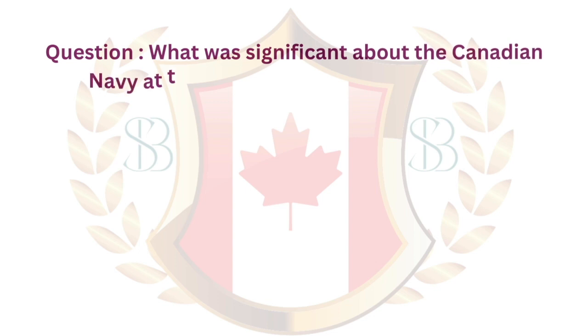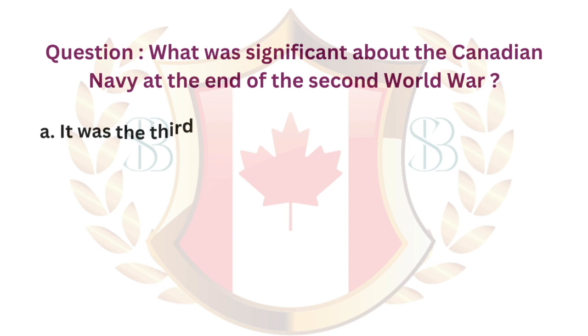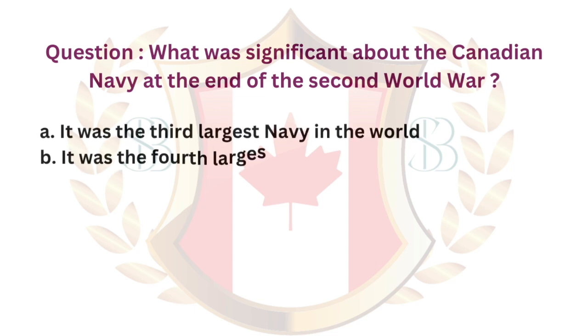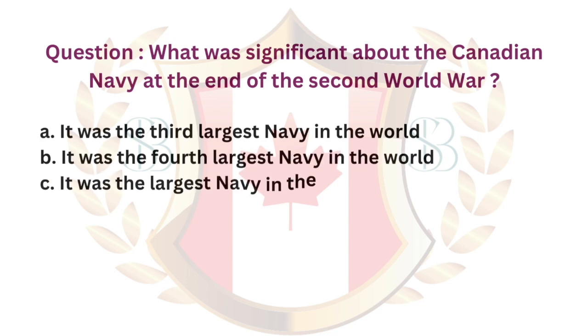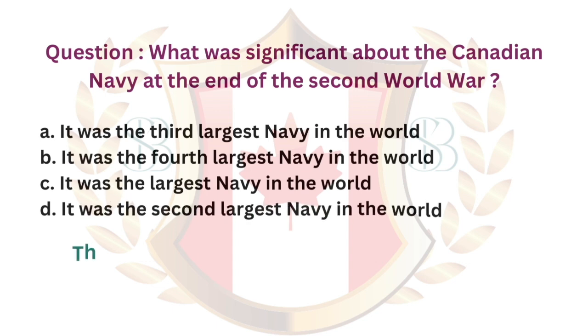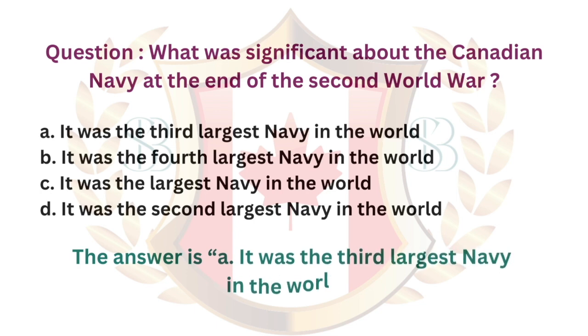Question. What was significant about the Canadian Navy at the end of the Second World War? A. It was the 3rd largest navy in the world. B. It was the 4th largest navy in the world. C. It was the largest navy in the world. D. It was the 2nd largest navy in the world. The answer is A. It was the 3rd largest navy in the world.